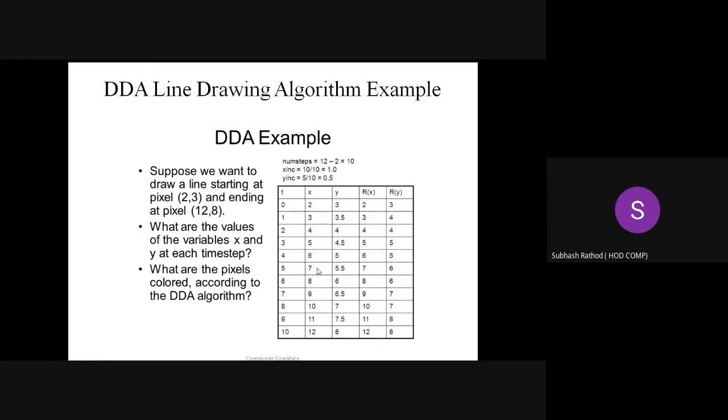5, no need to be rounded up, but we need to round up 4.5. Yeah, it becomes 5. So the next pixel is 5, 5. While drawing the line, we need to consider only the rounded-up value from the last two columns. Now again increase the x and y values by using the x increment and y increment value. 5 becomes 6 and 4.5 becomes 5. So here no need to round up.